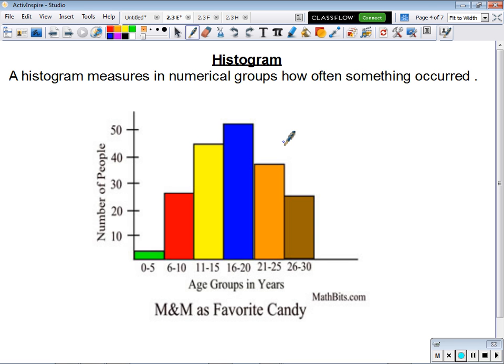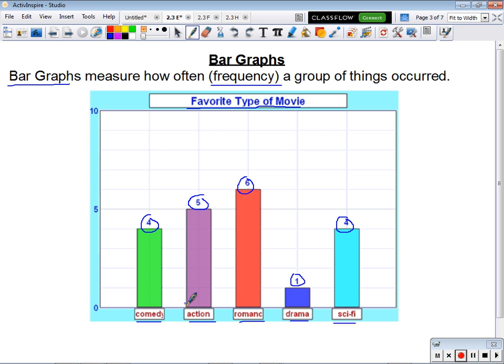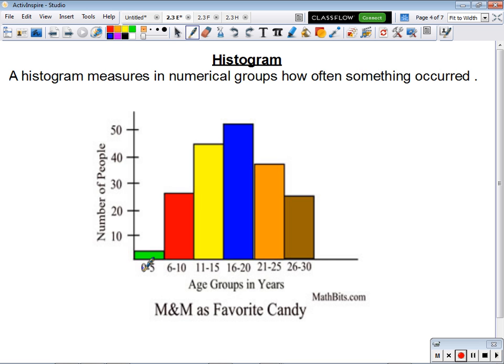Another is what's called a histogram. And once again, you don't have to write this down. I just want you to look at this. So a histogram measures in numerical groups how often something occurred. So if you notice with a bar graph, we have categories on the bottom, but with a histogram, we have numbers on the bottom. And in particular, we have ranges of numbers on the bottom.